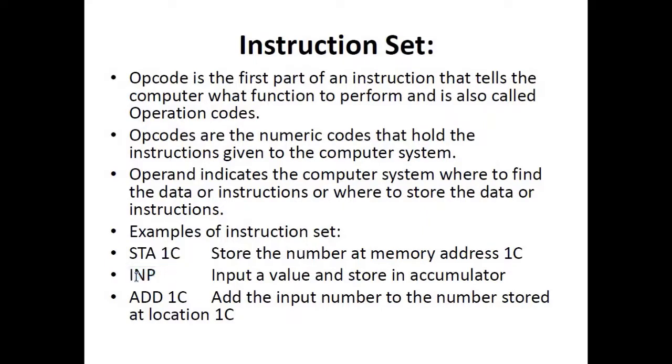INP, now there is no operand. When there is no operand, it means the computer wants the data to be stored in the accumulator. INP is the OP code: input a value and store in accumulator. ADD 1C. Now ADD is the OP code and 1C is the operand. It means add together the inputted number, which is currently stored in the accumulator, to the number stored in location 1C, and find the answer.